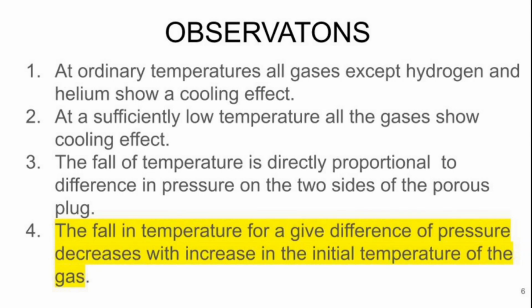And the fourth observation is an important observation, which is the fall in temperature for a given difference of pressure. That means, for a given difference of pressure, different gases were taken and allowed to expand, and it is found that the decrease in temperature after adiabatic expansion is inversely proportional to the initial temperature, which means when the initial temperature rises, the fall in temperature decreases.